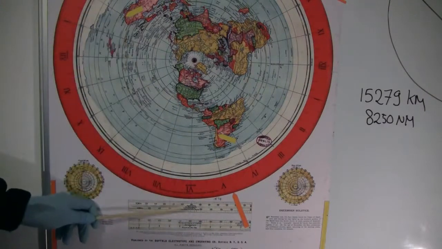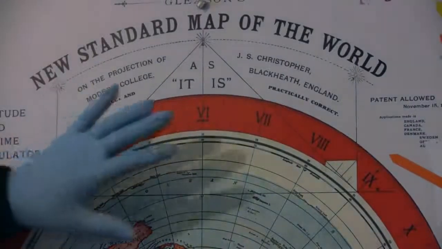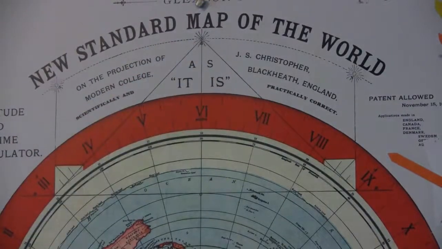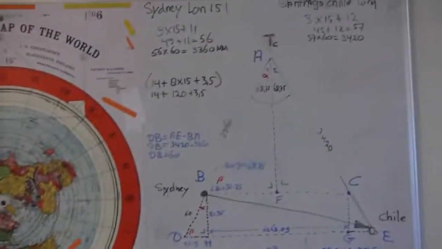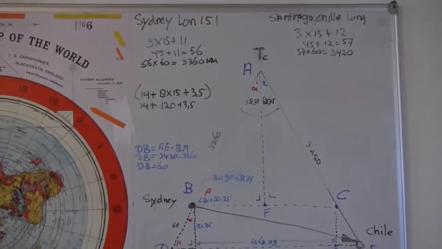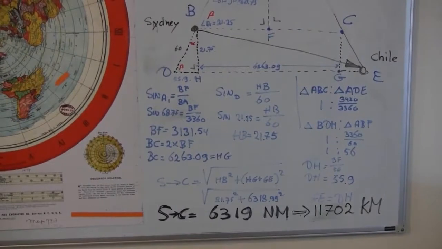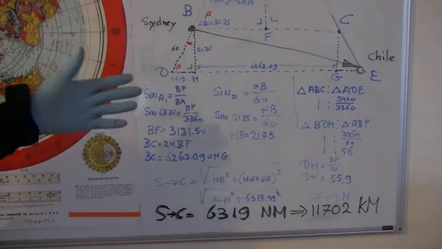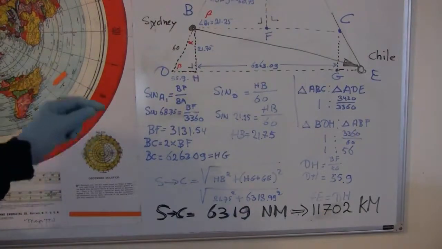This is an 1892 conversion. By using this, I calculated a direct flight from Sydney to Santiago in a straight line. At this moment, I'm just showing you the calculations, and in my later video I will explain it, because you won't be able to understand it at this moment.